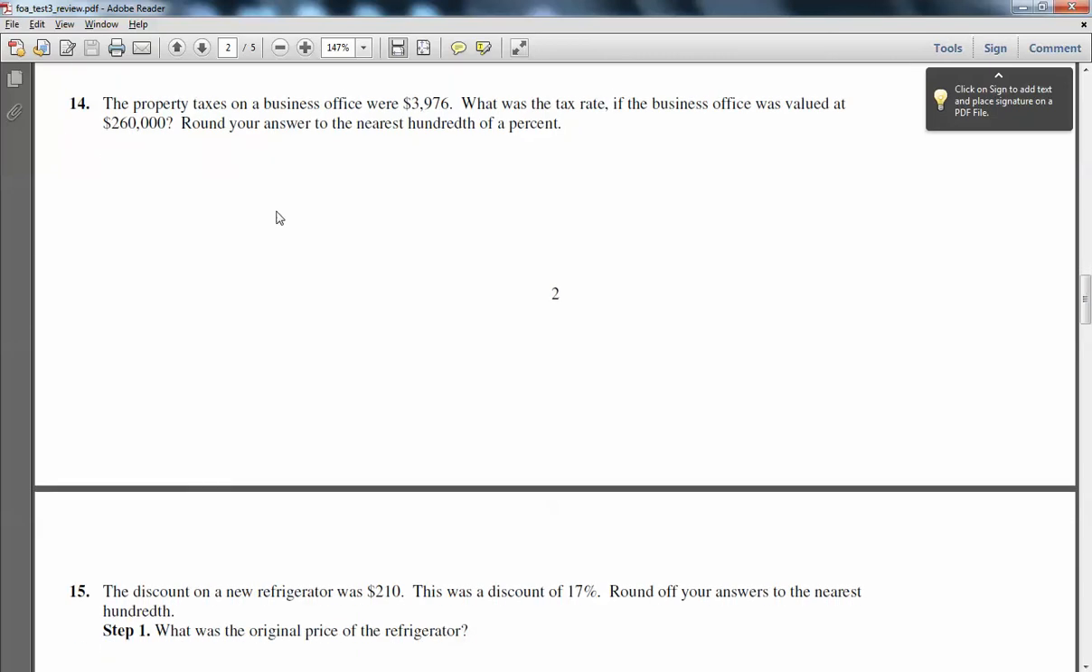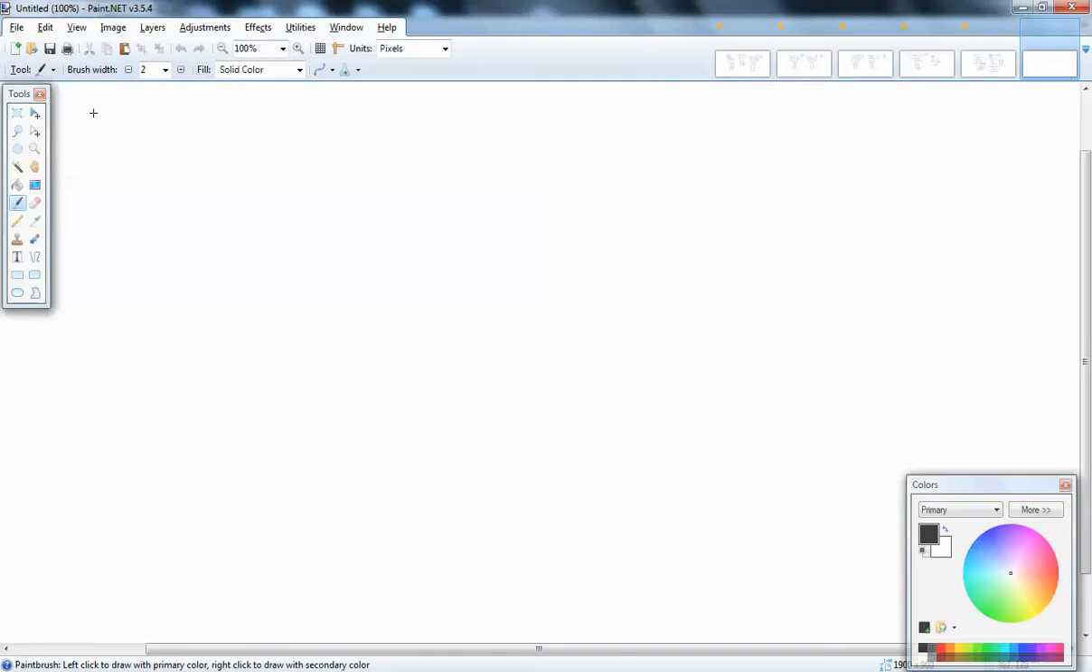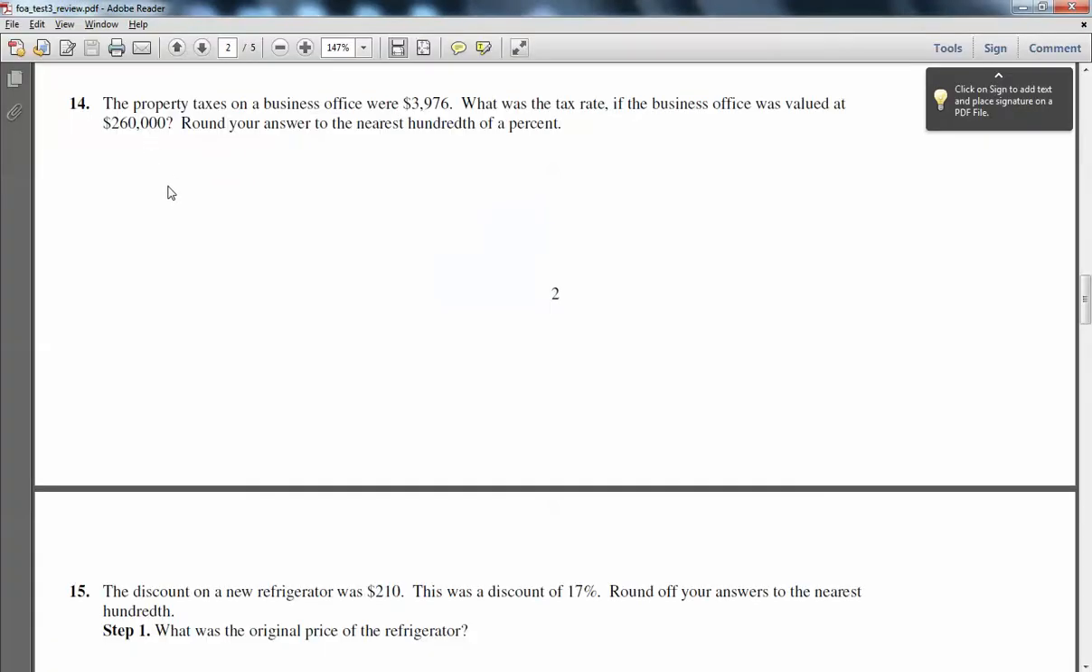Number 14. It says the property taxes on a business office were $3,976. What was the tax rate if the business office was valued at $260,000? Round your answer to the nearest hundredth of a percent. The property taxes were this, and the tax rate was this.